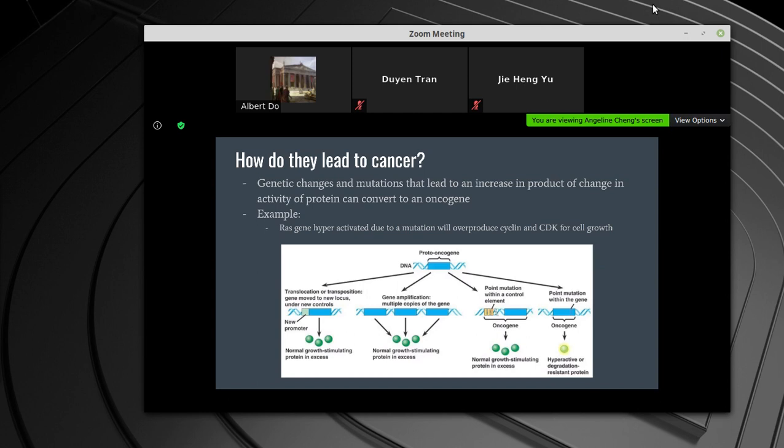I think what the previous group said was that CDK is in a higher concentration. So when cyclin is continuously produced by the RAS gene, the cell cycle will continuously start and divide more cells. I see. Okay, thank you.